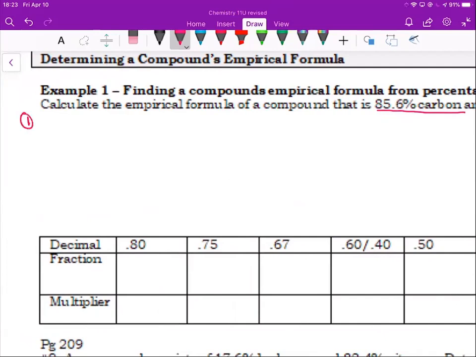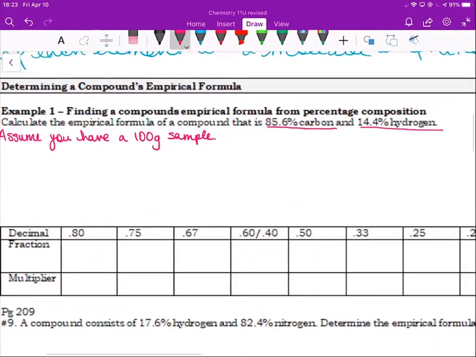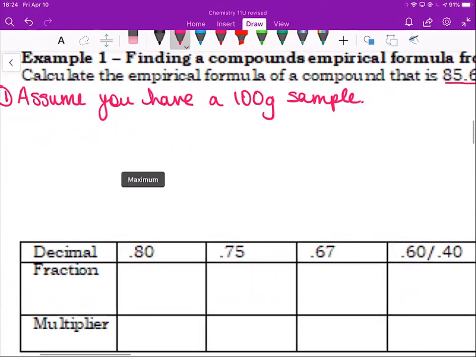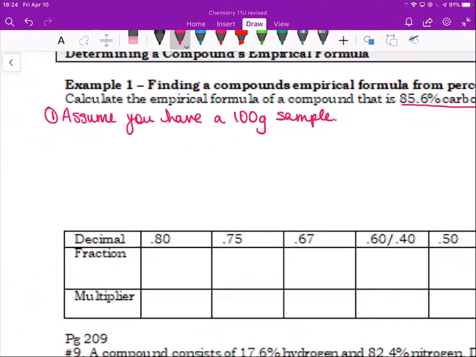The first step we're going to do is assume you have a 100-gram sample. Why 100 grams? Well, because if you have 85.6% carbon, then you have 85.6 grams of carbon. Okay, and the same for hydrogen. And rather than writing it, we're trying to find the molecular formula, so I just put the numbers directly as the subscript, 14.4%.